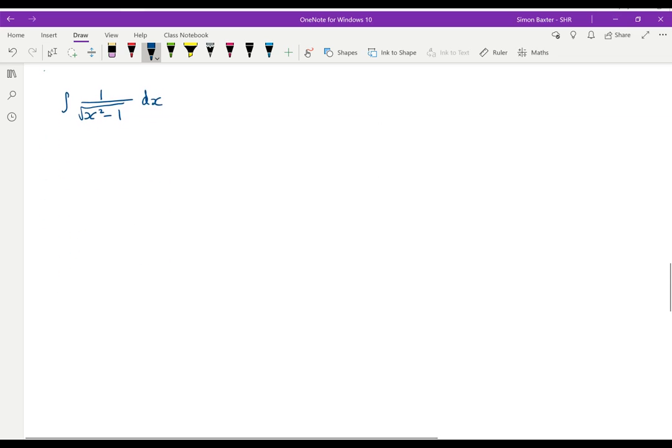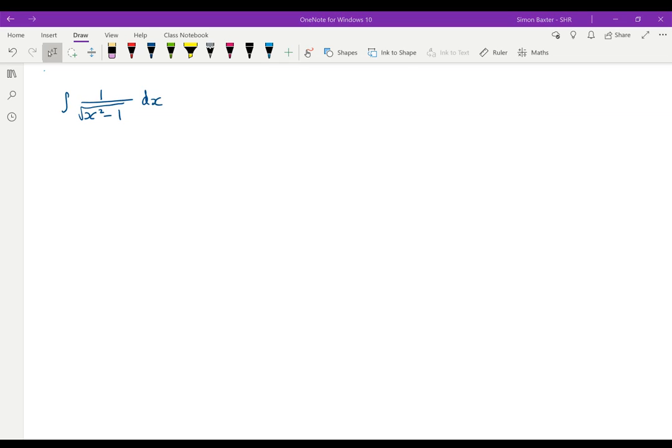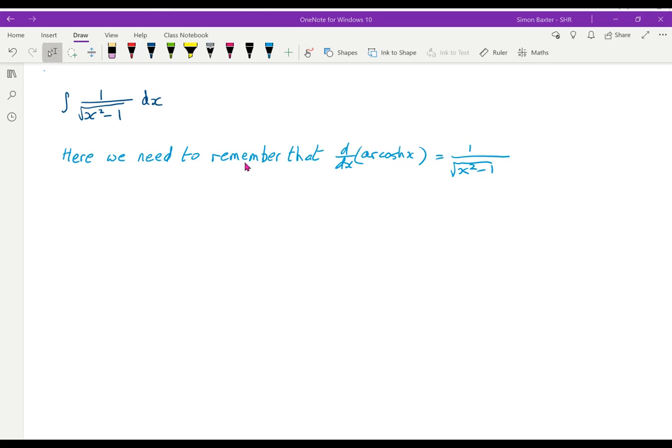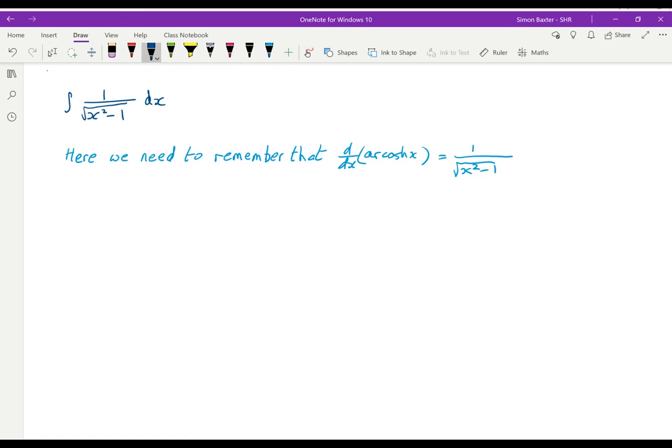What happens when we look at that? This is where you need to know your standard integrals or your standard derivatives. In this case, we need to remember that the derivative of arc cos x is minus 1 over the square root of 1 minus x squared. So in this situation, we've got nothing to do except to write down the answer. Arc cos x plus c.